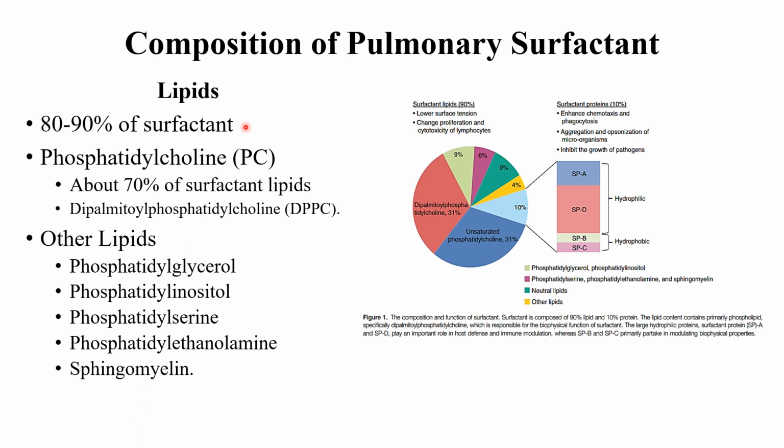So what is the lipid composition of surfactant? As we said, it has both lipids and proteins, and the lipids make up 80 to 90% of the surfactant. Of all the lipids present, 70% are phosphatidylcholine, specifically dipalmitoyl phosphatidylcholine. Many books will abbreviate it as DPPC. This is the main lipid in surfactant. However, there are other lipids which appear in low concentration, like phosphatidylglycerol, phosphatidylinositol, phosphatidylserine, phosphatidylethanolamine, and sphingomyelin.